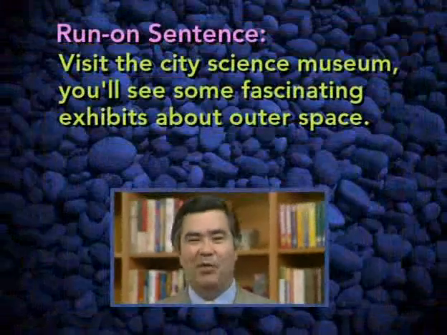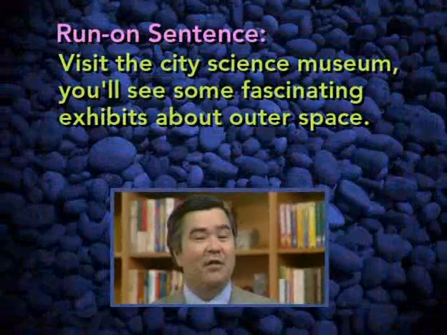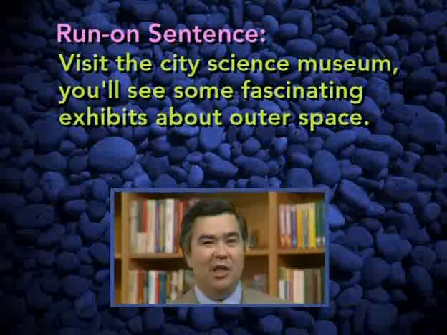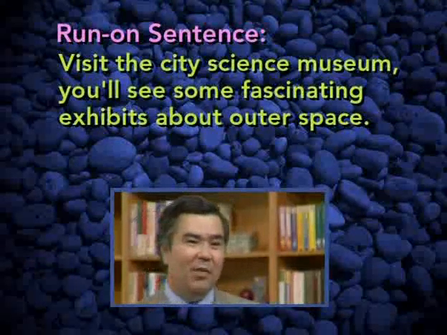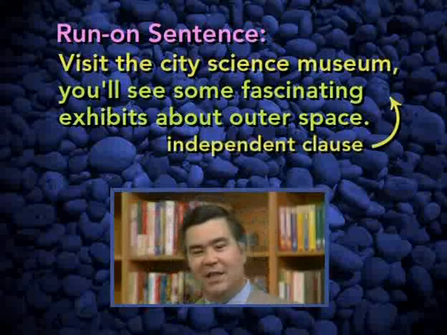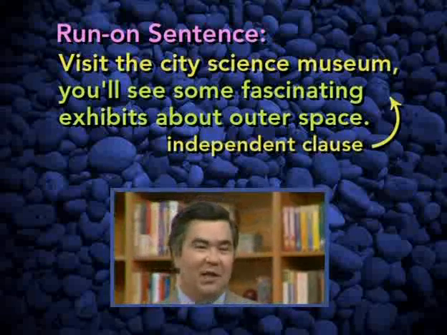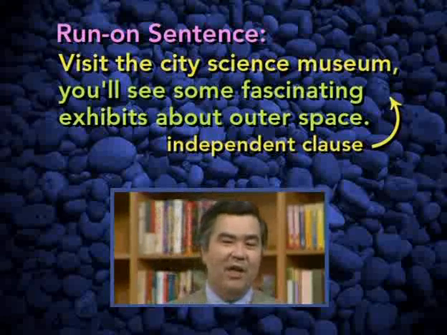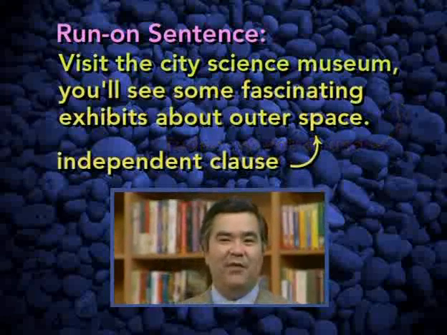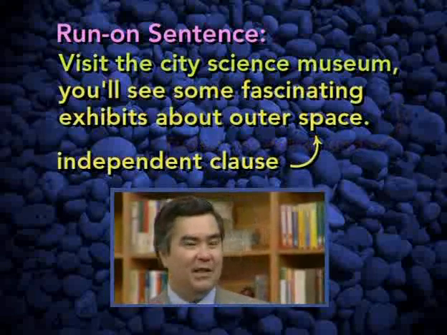And you can see that the way to correct it is by following the proper rules for creating a compound sentence. Here's an example of a run-on sentence. Visit the City Science Museum. You'll see some fascinating exhibits about outer space. Here we have two clauses. Visit the City Science Museum. That's an independent clause, and it could stand alone as a sentence. Then we have another clause. You'll see some fascinating exhibits about outer space.